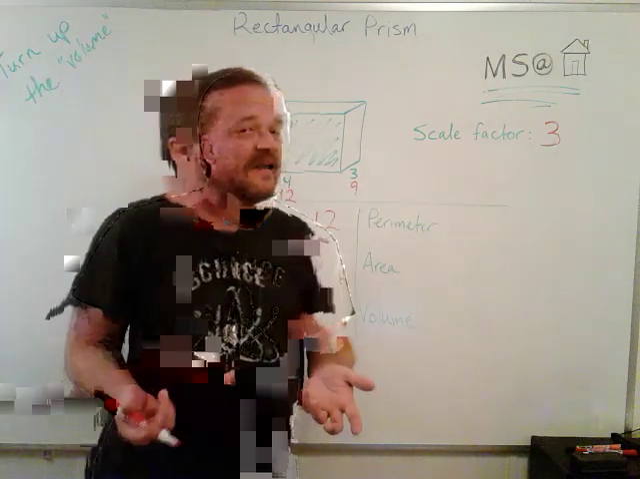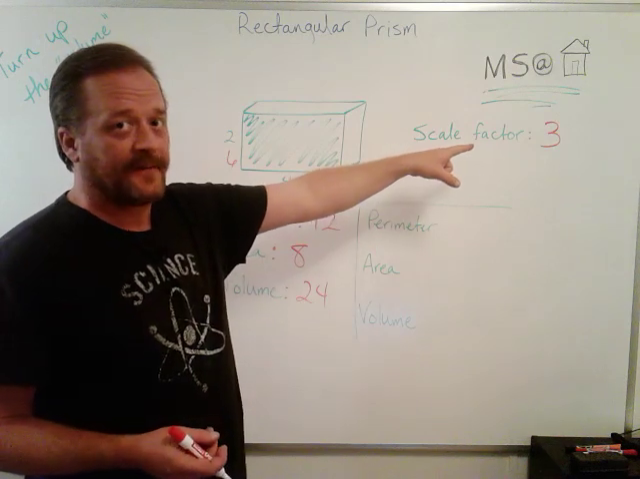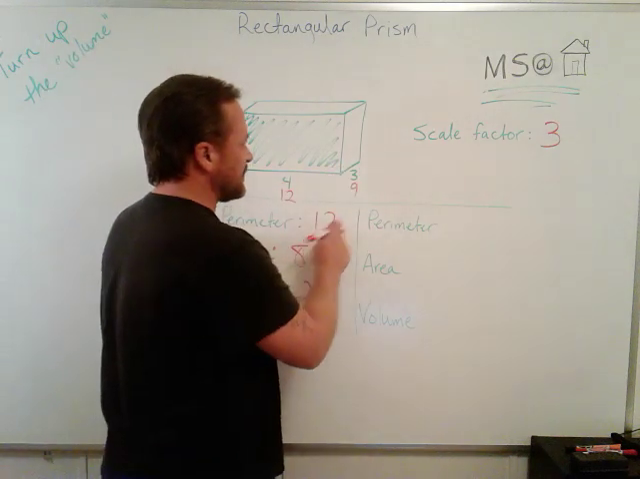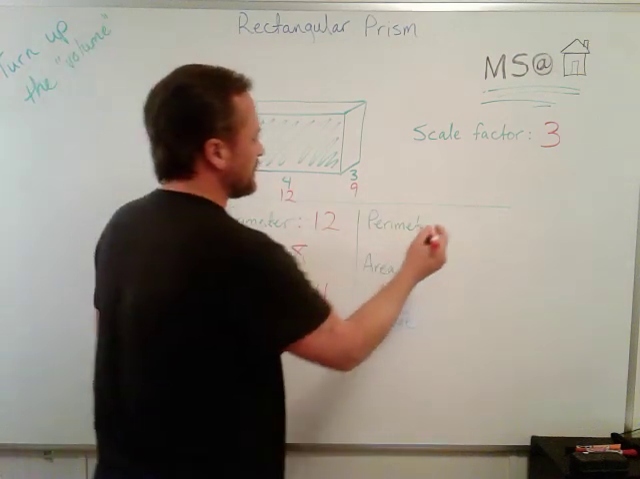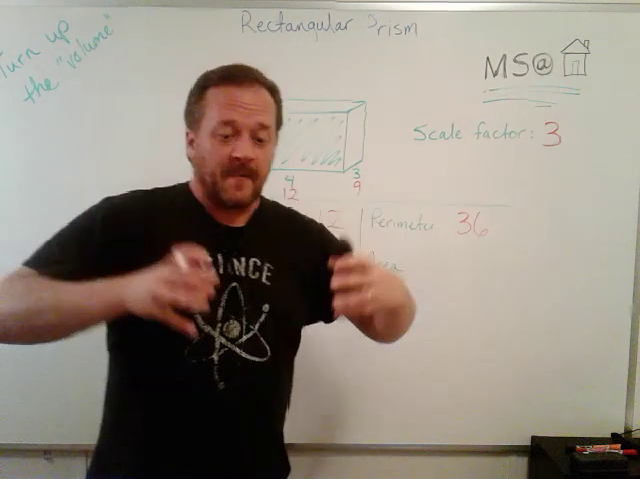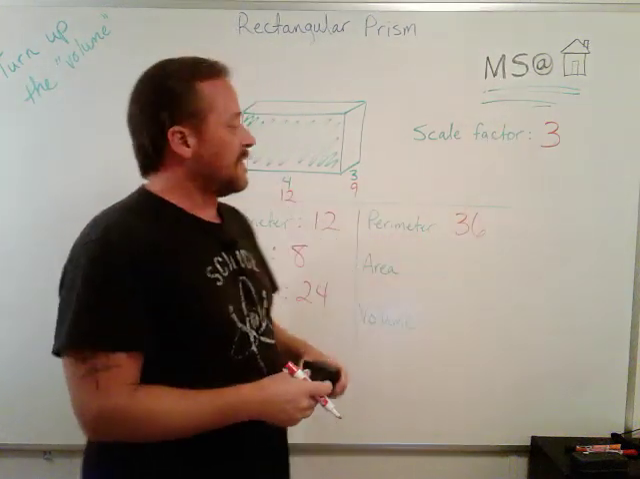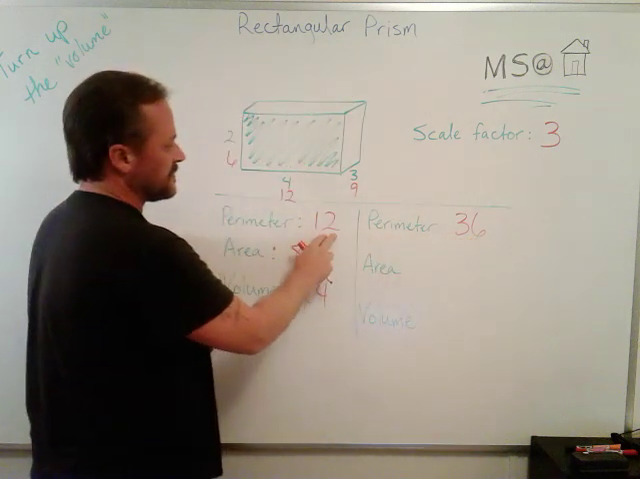What do you think the new perimeter is gonna be? Well, basically, all I did last time was multiply the original by that scale factor, right? That's all I had to do. So what's 12 times 3? 36. My new prism, the bigger one that's 3 times bigger than the other one, is going to have a perimeter 3 times bigger than the original.